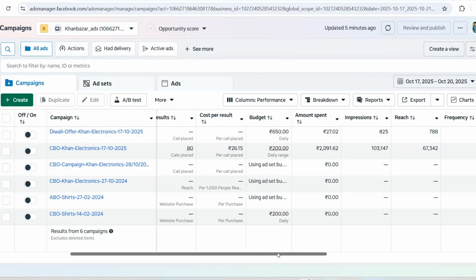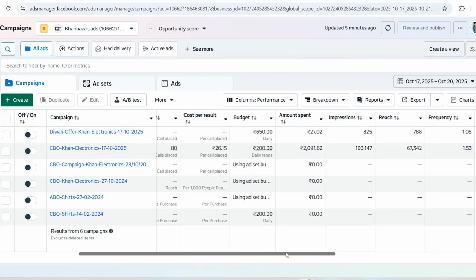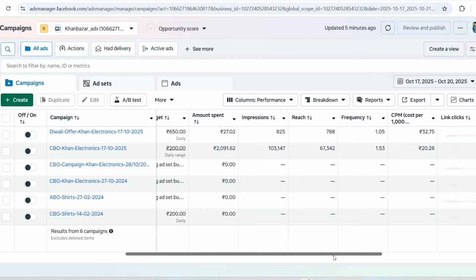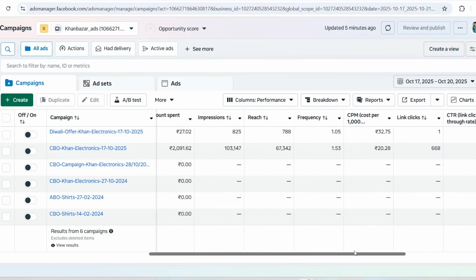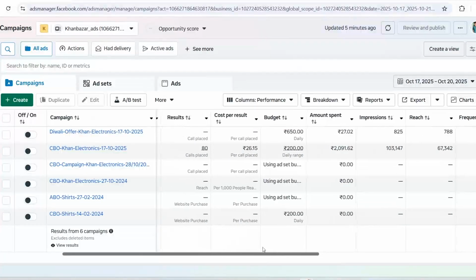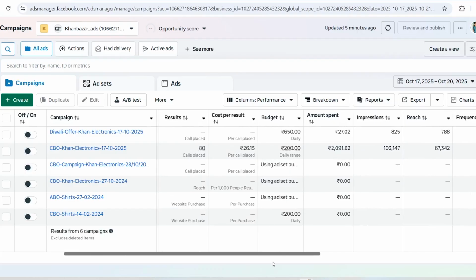So the client wanted to run very cheap ads, for awareness, of course, for calls in their store. And we suggested that we can go with the call campaign as it is cheaper, and it will do the job of awareness about the Diwali offer. They wanted to target a certain location in Varanasi.